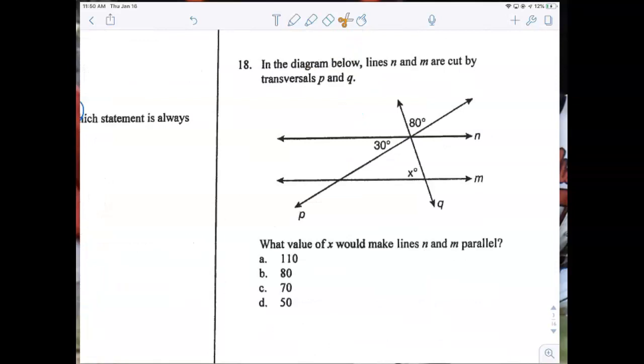Okay, so this is telling us that M and N are cut by a transversal. So anytime we have a picture like this, I see a triangle right here. That's the first thing I want to sort of focus my eyes in on. And then I see 80 here. Always want to look for our friend, the vertical angles. These angles across, so this is also 80 degrees.